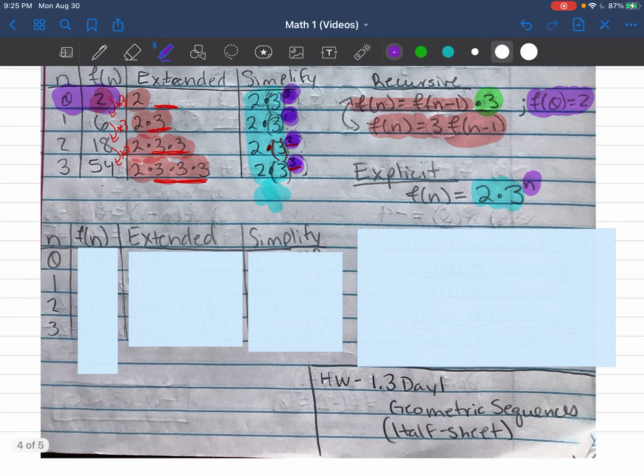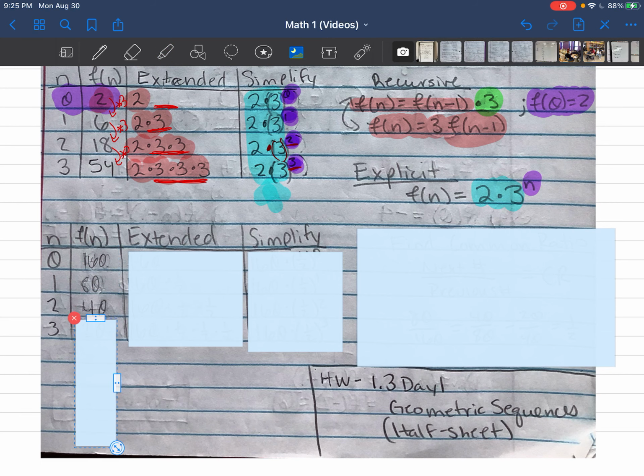Let's look at another example that is not with pictures. So we have 160, 80, 40, right? So these numbers are getting cut in halves, right? 160 divided by 2 gives us 80. 80 divided by 2 gives us 40. 40 divided by 2 is going to give us 20.